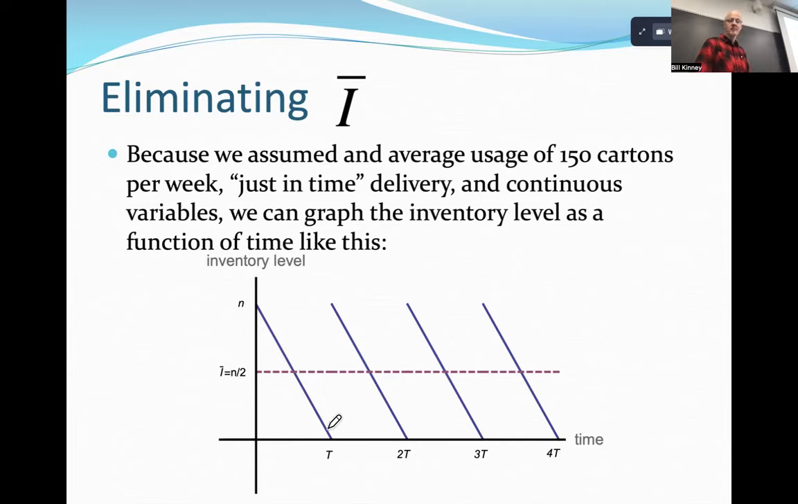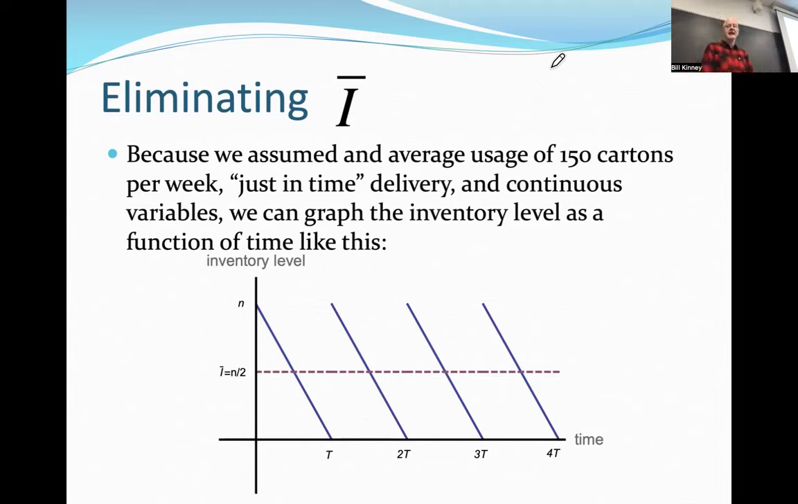The fact that we have this jump discontinuity at time T and time 2T and time 3T to go up to level N again is the modeling of the just-in-time delivery. If we did not have just-in-time delivery, we would still have a jump discontinuity, but the graph would keep going higher and higher, and our inventory level would keep getting higher and higher until it was too full for the warehouse. And that would not be good. So this keeps things simpler.